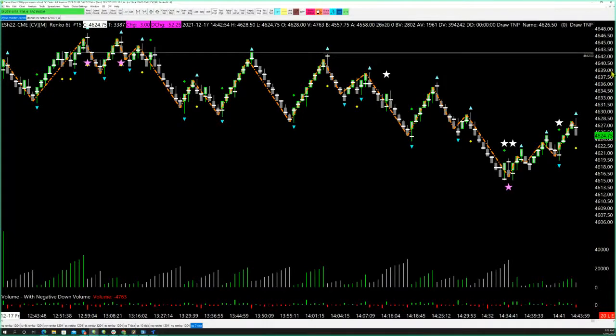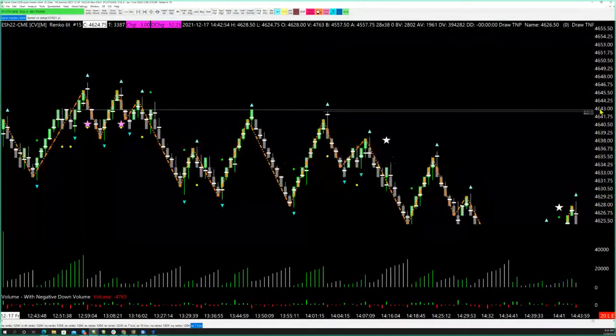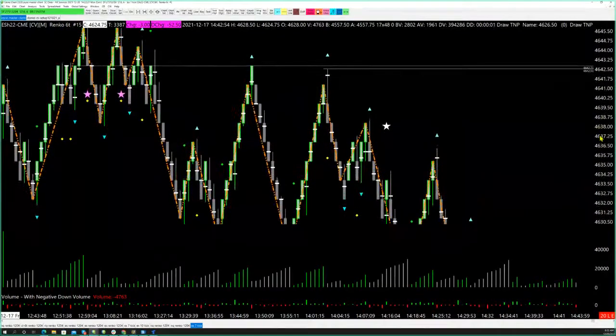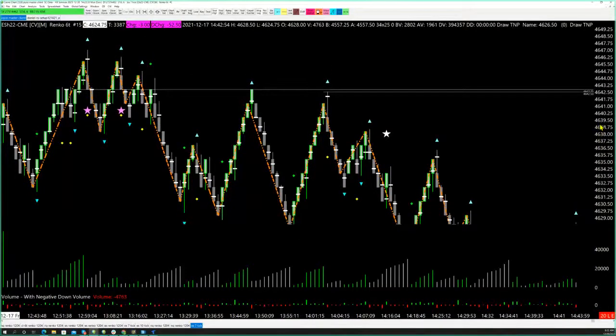It looks like it came within a point, because that keeps missing by a point on that 6 tick. It missed by a tick. Okay, so let's just say the rule is within a point.